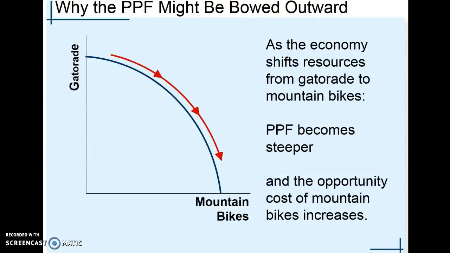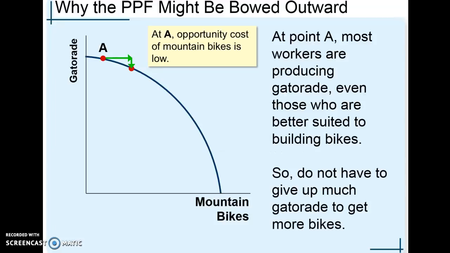Why might the PPF be bowed outward? As the economy shifts resources from Gatorade to mountain bikes, the PPF becomes steeper. So it's flat up here and then it becomes steeper. And the opportunity cost of bikes increases. So at point A, most workers are producing Gatorade, even those who are better suited to building bikes. So this economy does not have to give up much Gatorade to get more bikes at point A.